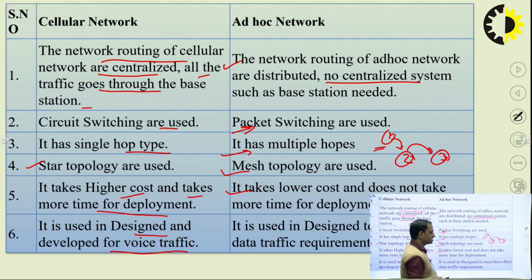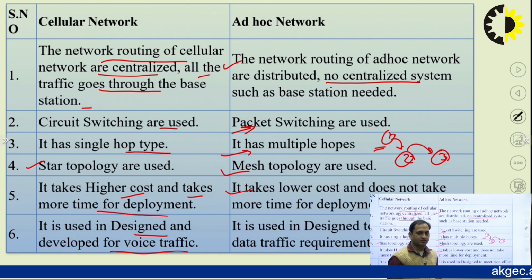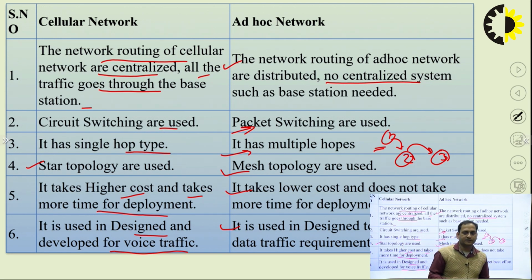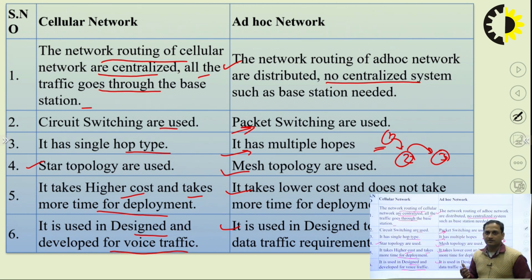Mesh topology is used in ad hoc networks. It takes lower cost and does not take more time for deployment. You can simply deploy the nodes into the given area, and it is automatically usable. In the case of the cellular system, we first have to establish one base station, and then the mobile phones suited to the base station can communicate with each other. It is designed to meet best effort data traffic requirements. When we have low capacity data, the mesh or ad hoc network is a very efficient technique for transmitting data from one node to another node.